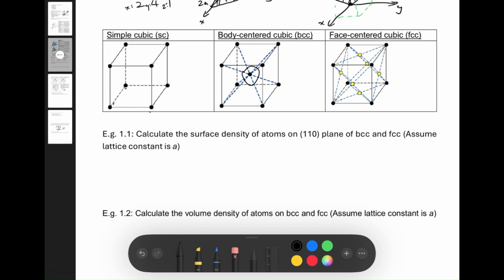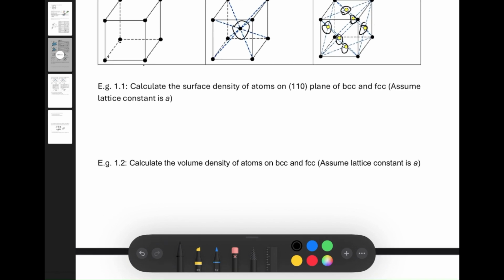And then face-centered cubic. Face-centered cubic has 1 on each of the 6 faces. So it has 6 extra atoms, 1 on each face, but it does not have a middle atom. So it's not like body-centered cubic. It doesn't have a middle atom. It just has 1 on each face.